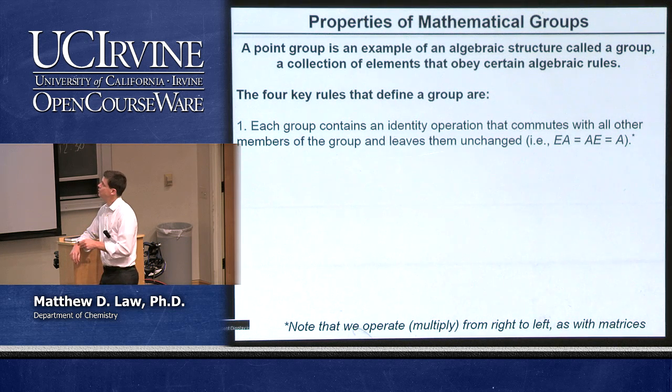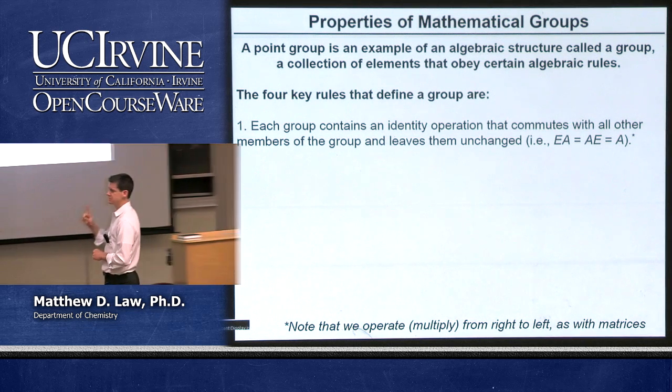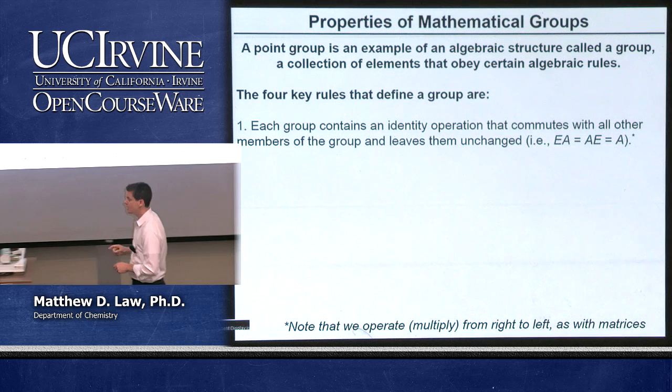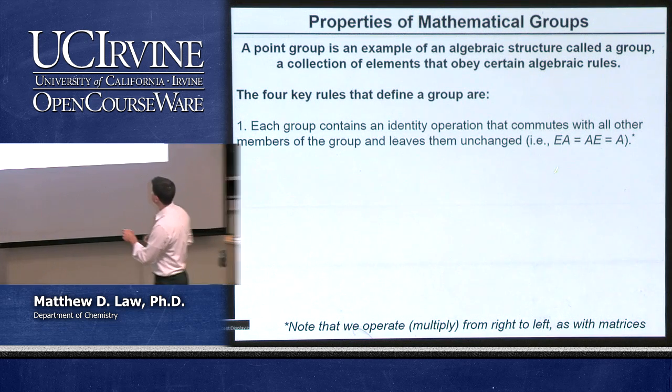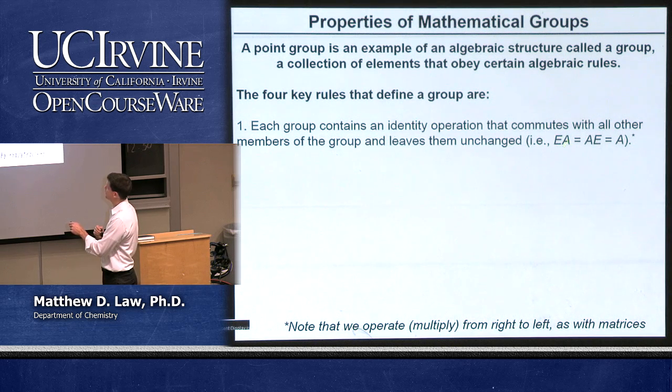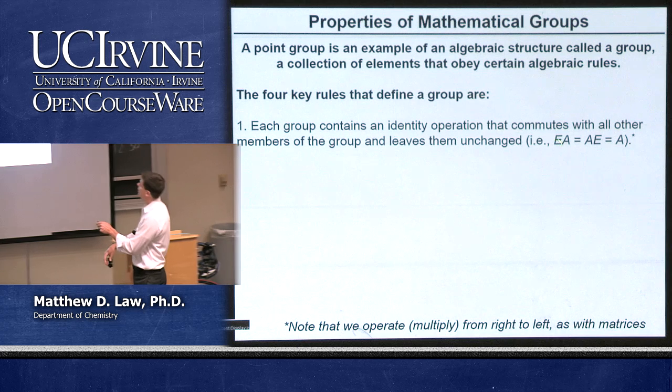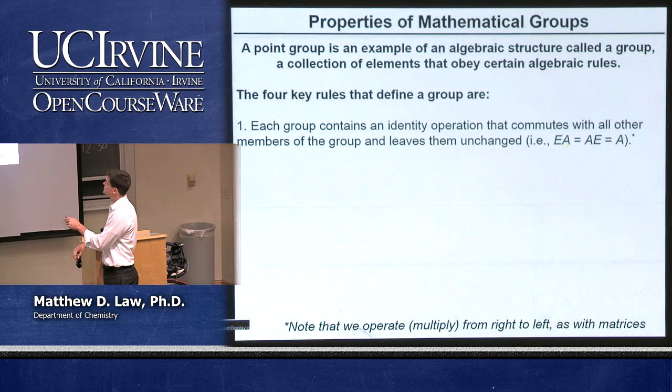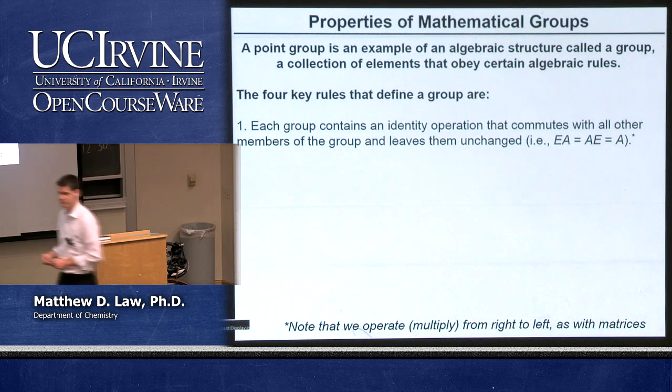Okay? So the first rule is that every group, in our case every point group, has an identity operation that commutes with all other members of the group, leaving them unchanged. Remember, our identity is just multiplied by 1. What does commute mean? Commute means that if you take the identity and some other operation, let's call it A, and we do A first and then E, it's the same thing as doing E first and then A. The order doesn't matter. And because the identity is just multiplied by 1, acting with it just gives us the other operation out, unchanged, A, whatever A might be.